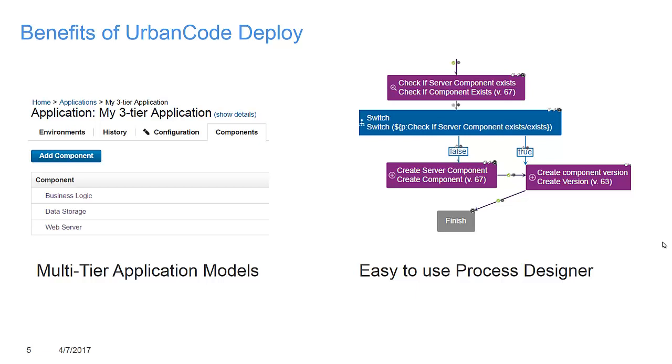UrbanCode Deploy also includes a process designer, and this is where you're going to describe how you want your applications deployed to your environments. It's easy to use. You have drag and drop steps to build these processes, and you just link them together with arrows. You can have conditional statements, like in this example, you see we have a step that says check if a component exists. If it does exist, go down this path. If it doesn't exist, go down this path. And so that allows you to easily design your processes in UrbanCode Deploy.